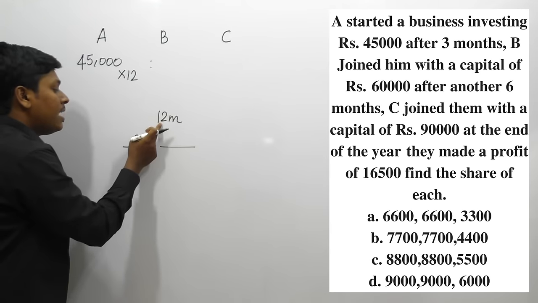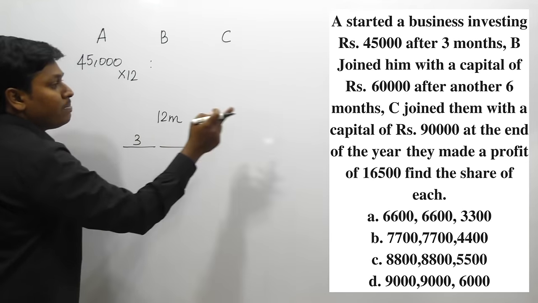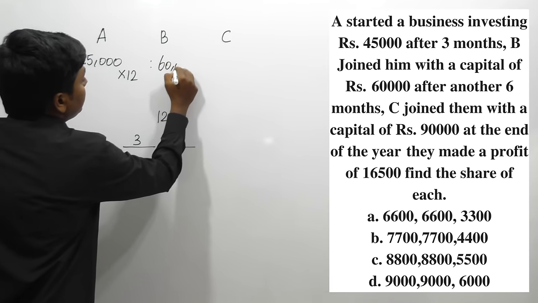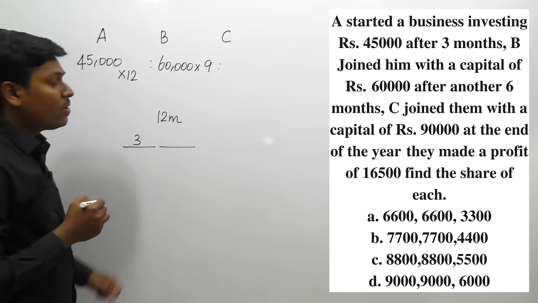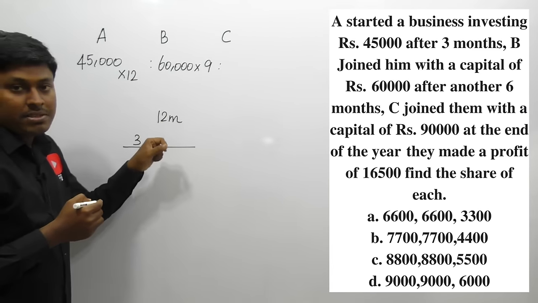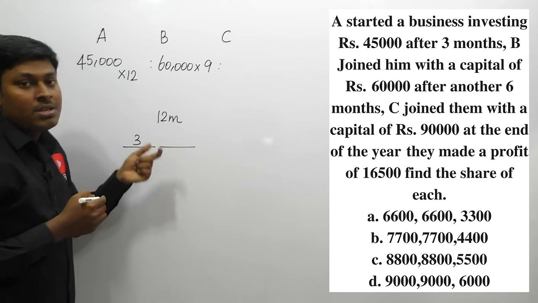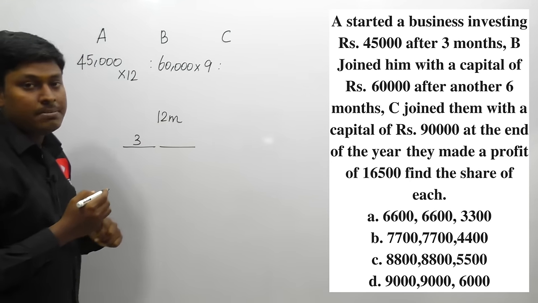So we can surely say that 12 minus 3 will be 9. So B is investing 60,000. He invests 60,000 and will be 9 months in the business, because after 3 months only the person B is joining. So the remaining will be 9 months. So for the 9 months the person B will be in the business.